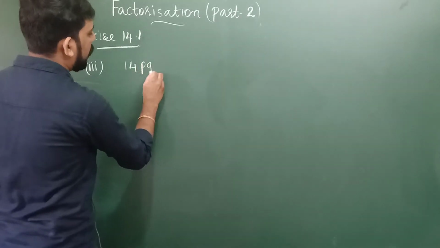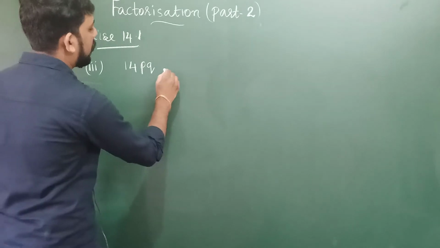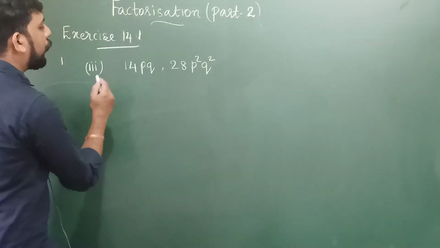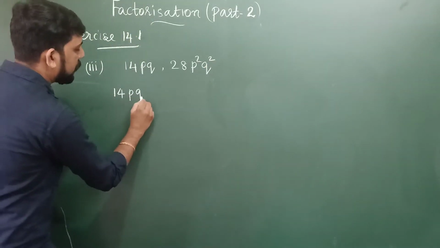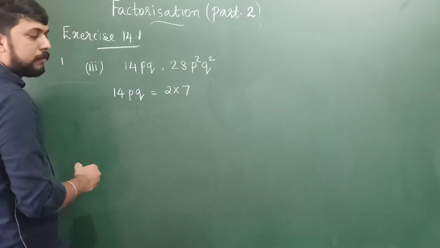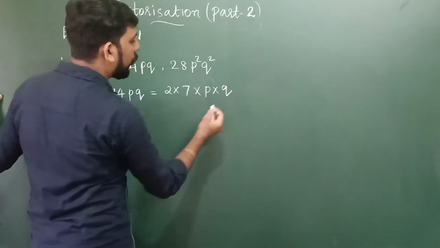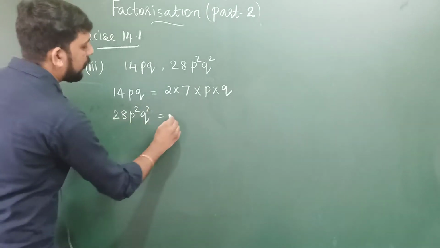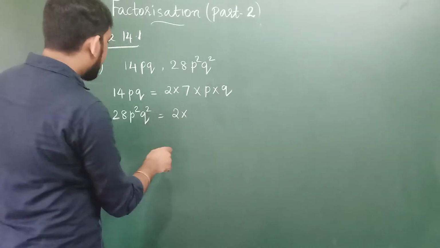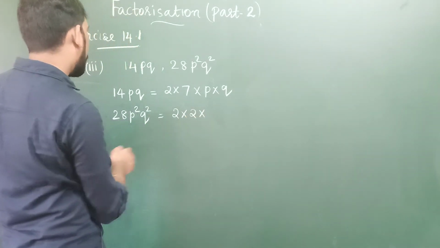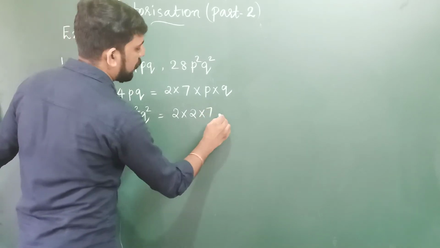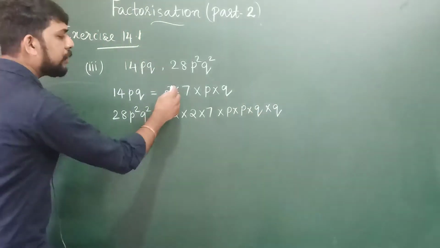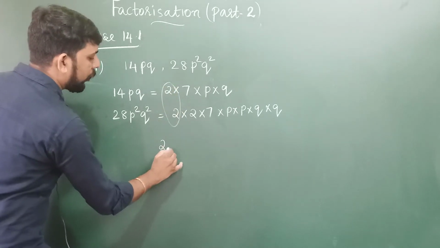14pq, comma, 28p square q square. Okay, listen. 14pq can be written as 2 into 7 is 14 into p into q. Then 28p square q square means 28, that is 2 into 2 is 4 into 7 into p into q. So which is common in both? 2, right?